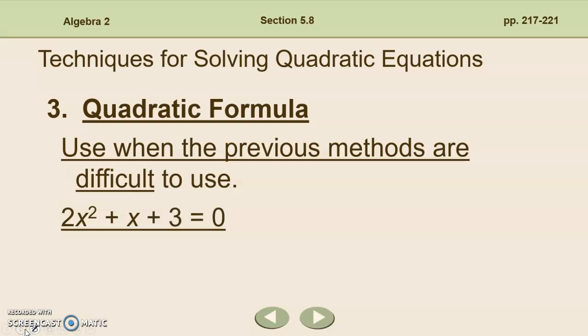So take a look at 2x squared plus x plus 3. If we were to try and factor this, we would want two things that when multiplied equal 2 times 3, which is 6, and when added equal 1. Well, there aren't any numbers that when multiplied equal positive 6, and when added equal positive 1. So it's not easily factorable. And we have a b term, so we can't take roots, so we've got to go into the quadratic formula.